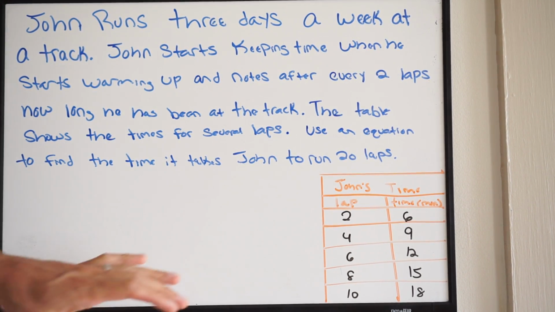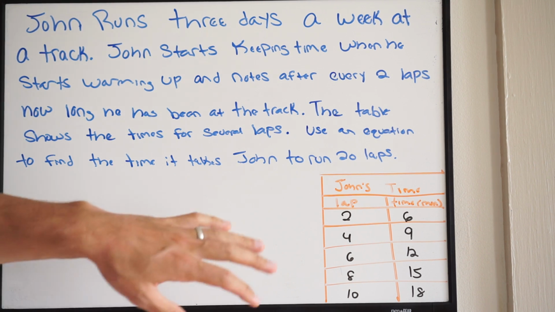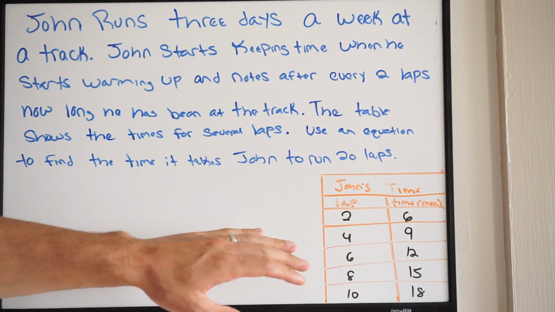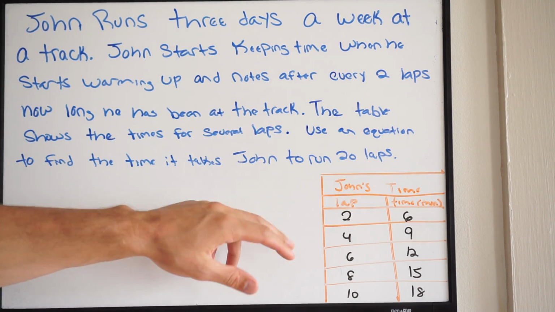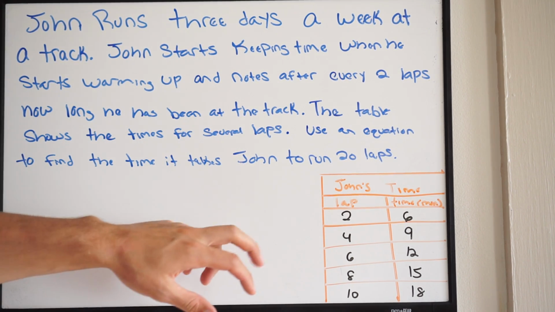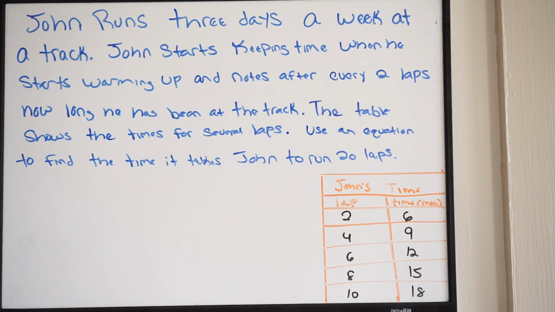Down here we have a table of values. We have laps on the left and we have time on the right in minutes. We can see here at 2 laps he's at 6 minutes. When he does 4 laps, now he's at 9 minutes, and so on. So what they want you to determine here is to create an equation from this table of values, and then using that equation, determine the time it takes John to run 20 laps.